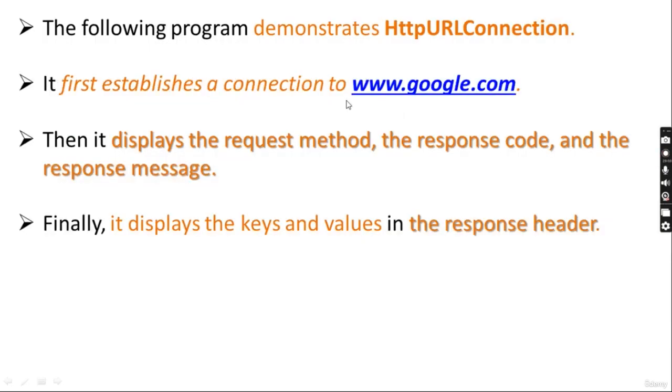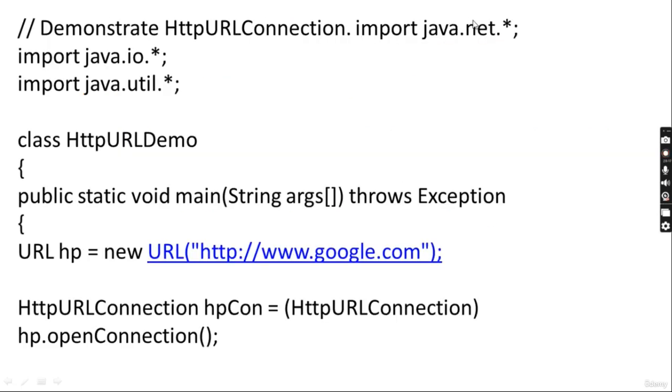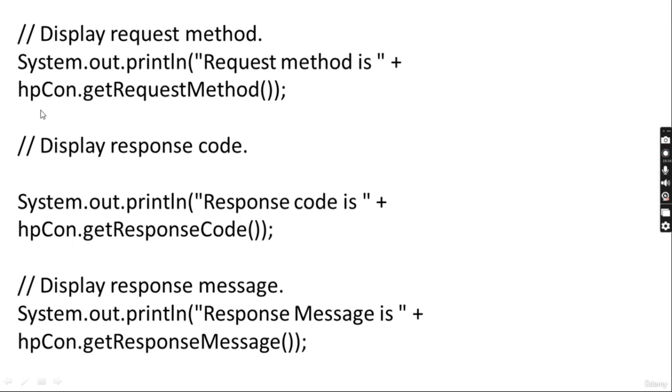In the following program we will see a demonstration of HttpURLConnection. It first establishes a connection to google.com, then displays the request method, response code, response message, and then displays the keys and values in the response header. So first of all, import this package, it is very important. Then java.io and java.util are imported over here. Google.com is specified, HttpURLConnection, url.openConnection, and convert it to HttpURLConnection. Cast it, okay?